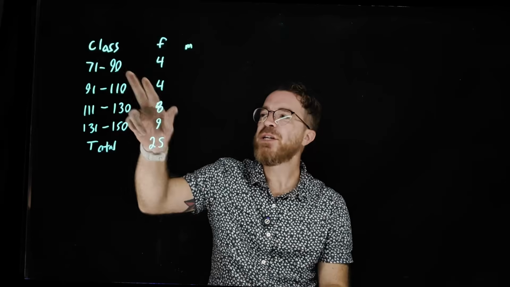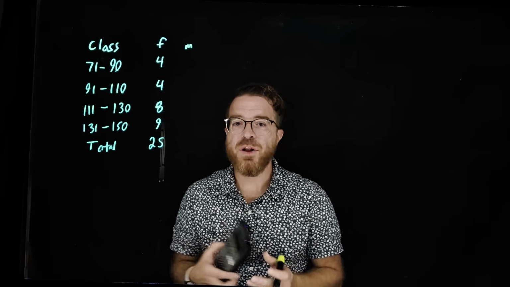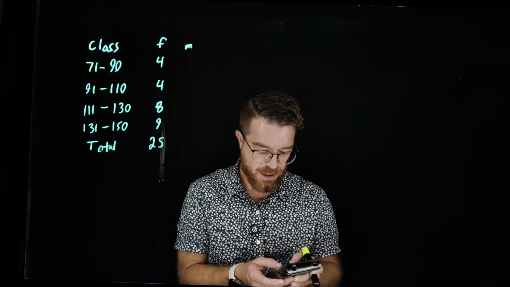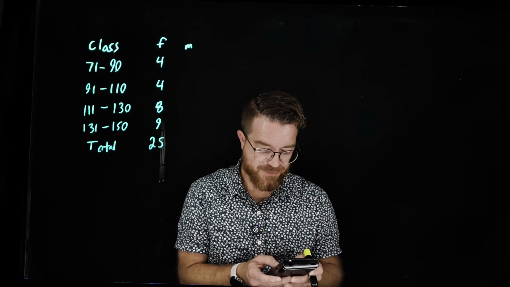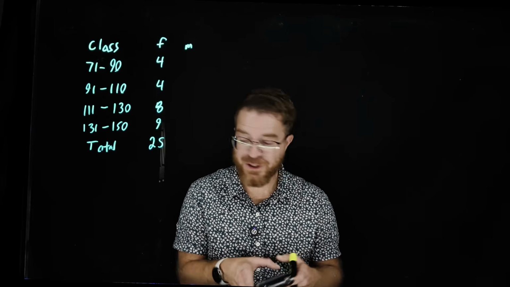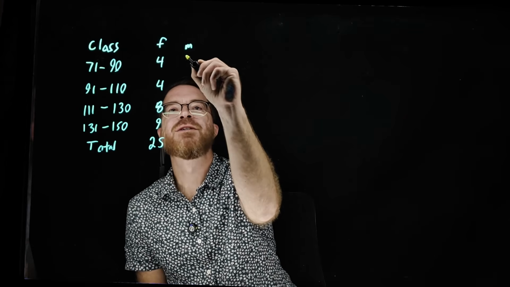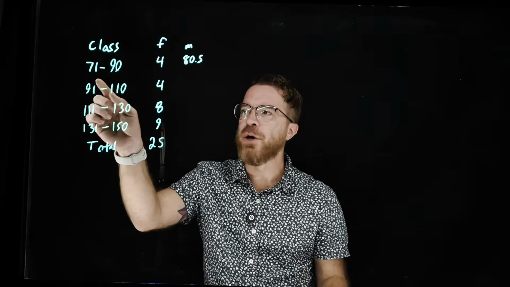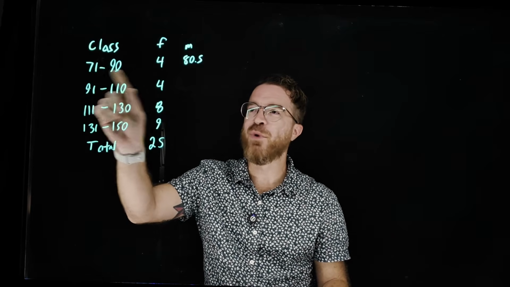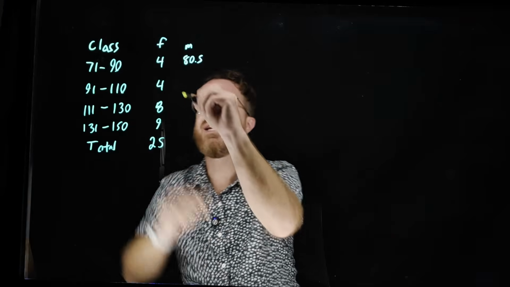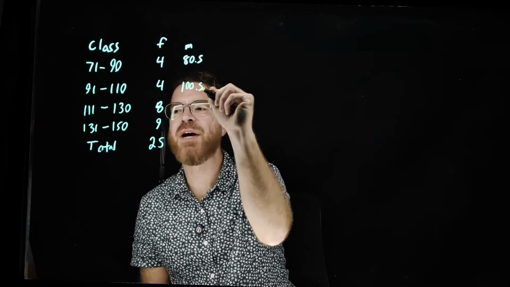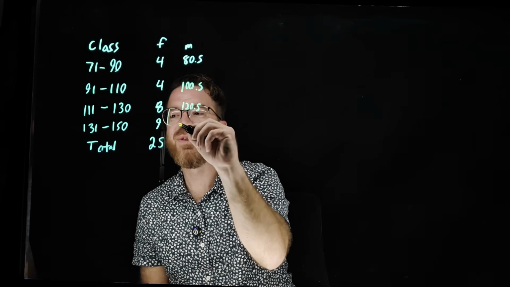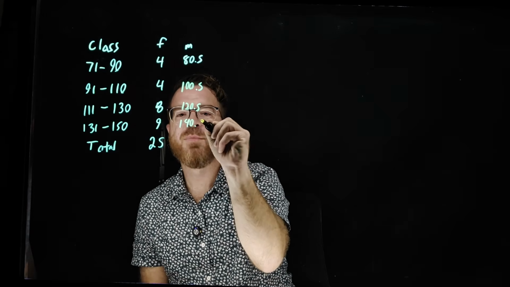If I have 71 and 90, to find my midpoint, I'm just going to add up 71 plus 90 and divide by 2. I'm going to do this on the calculator just to make sure I don't make any silly mistakes. So 80.5. Remember, they should all have the same width. So this went up from 71 to 80.5. This one is going to go from 91 to 100.5. This one's going to go from 111 to 120.5. This one's going to go from 131 to 140.5.